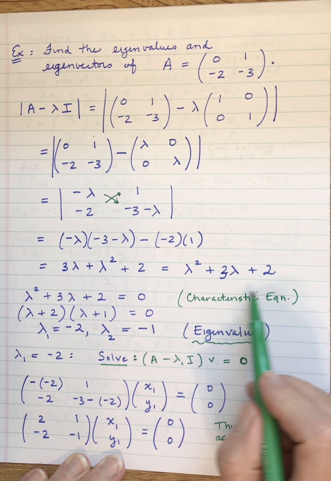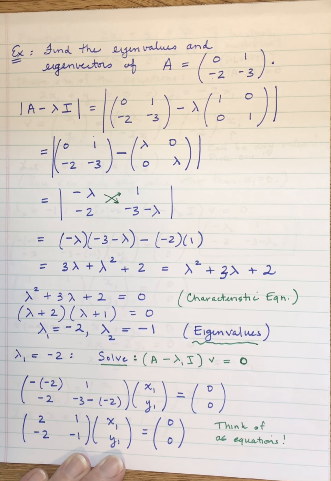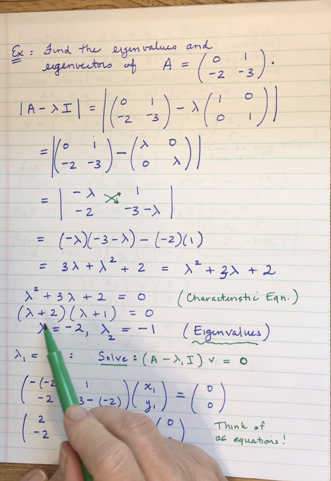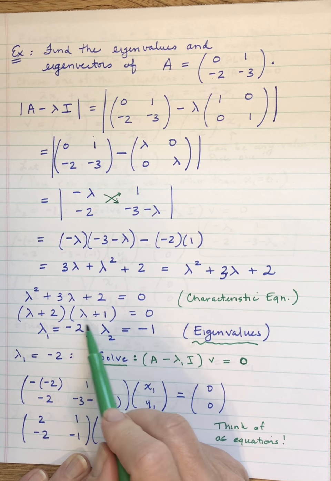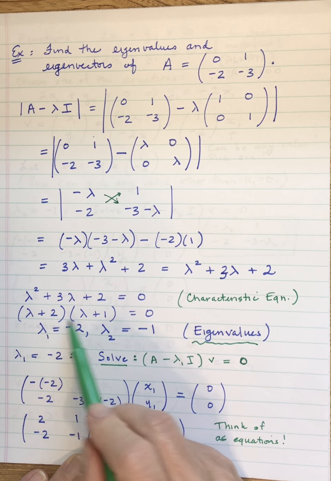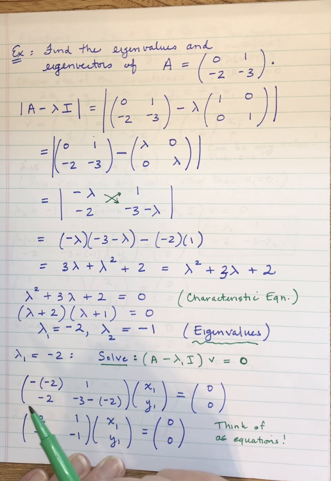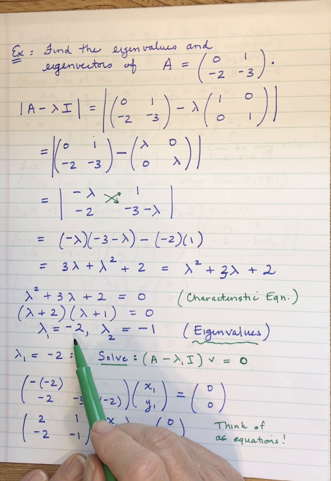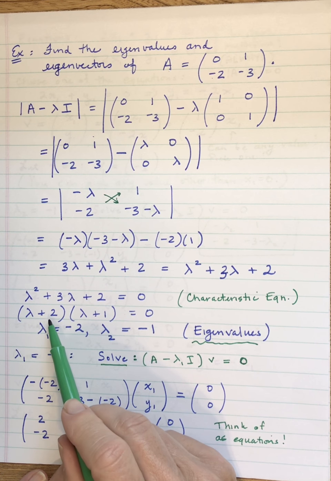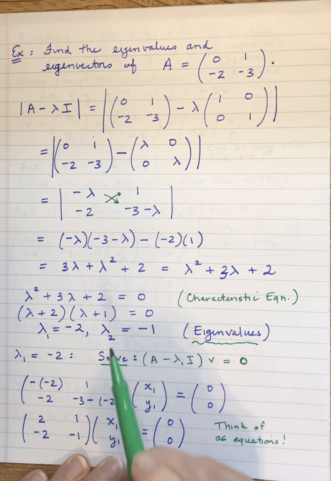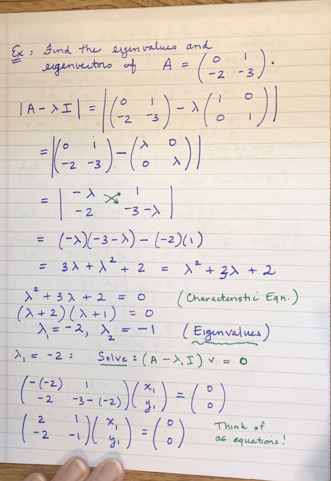So we take this expression, set it equal to 0, and we can factor, right? This is lambda plus 2 times lambda plus 1: 2 lambda plus lambda gives you 3 lambda, 2 times 1 gives you 2. So what are the roots there? These are our eigenvalues, negative 2 and negative 1. So we found the eigenvalues.